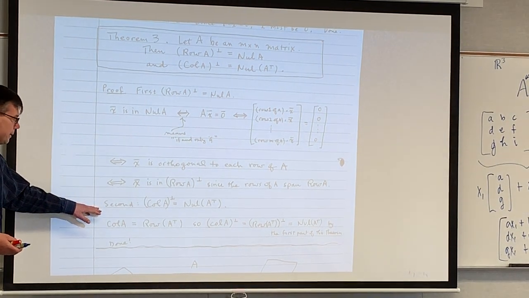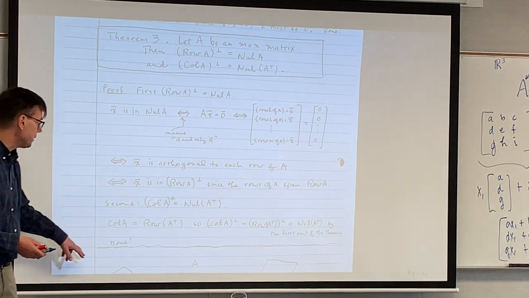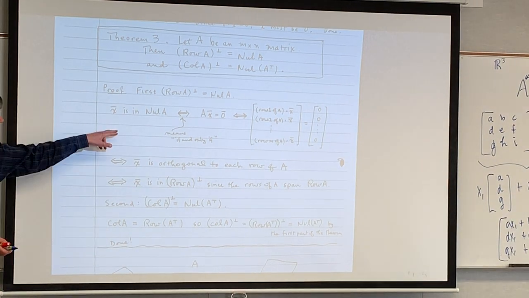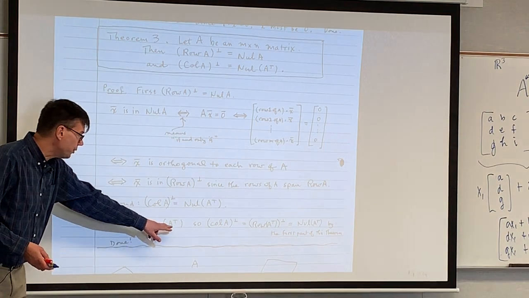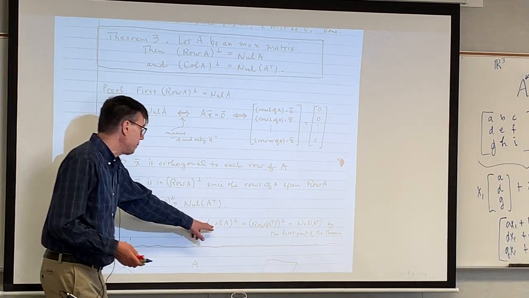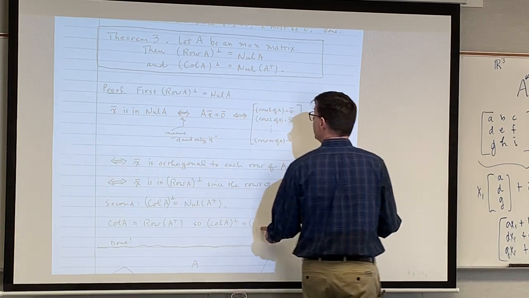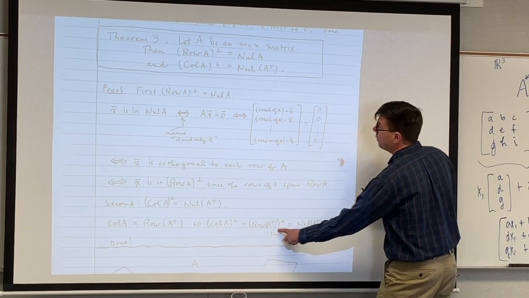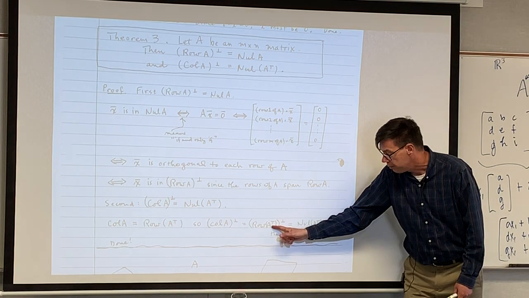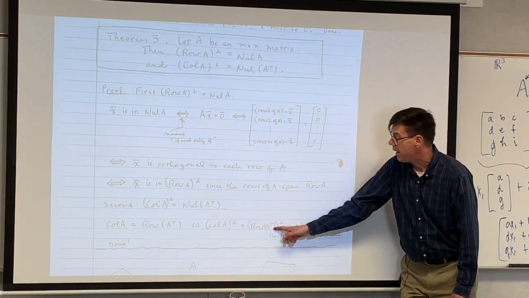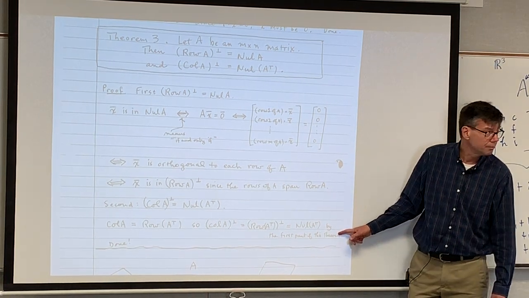Second equation is to show the column space of A perp is equal to the null space of A transpose. We kind of piggyback on what we already said. The column space of A is the row space of A transpose. So the column space of A perp is the row space of A transpose perp. So we're just going to make use of this first equation, but we're going to be talking about A transpose instead of A. So that's equal to the null space of A transpose. Oh, we're done. Boom. All right.